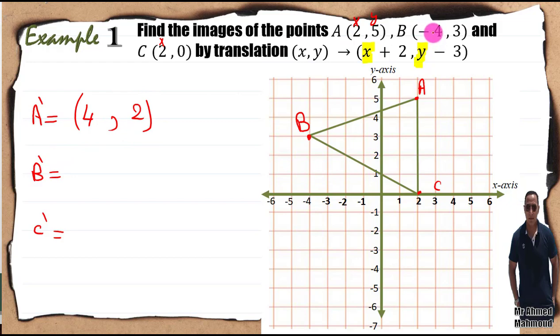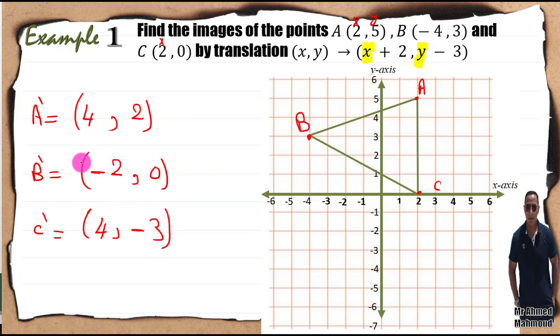B dash, B equals negative 4 and 3, so I'm going to make negative 4 plus 2 and 3 minus 3. Negative 4 plus 2 equals negative 2, and 3 minus 3 equals 0. C is 2 and 0, so I'm going to make x plus 2, or 2 plus 2, and y minus 3, or 0 minus 3. So it will be 2 plus 2 equals 4 and 0 minus 3 equals negative 3.